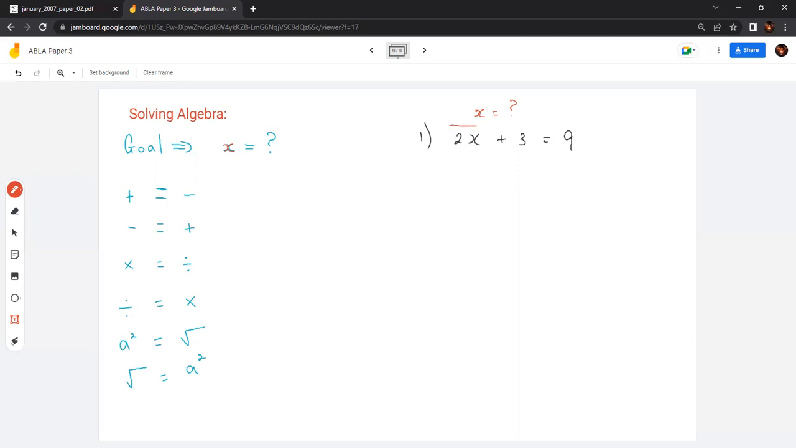So because these numbers are looking to move, why not pack them with their luggage? Remember, their luggage is their sign in front of them. And if there's no sign in front of them, we understand that it's a plus. So you start with the one that is further away from the x, which is this one. I'm going to carry it across the equal sign. But once I cross the equal sign, I have to perform the opposite operation.